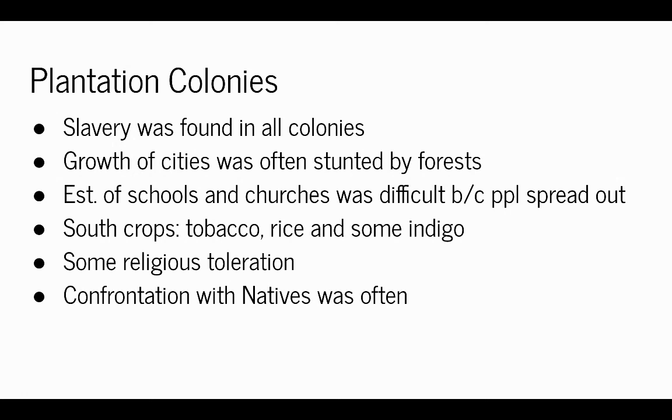The establishment of schools and churches proved to be difficult because more people were spread out, especially on the plantation system. And so it's not like you had your town, you didn't have the pop-up towns that all had their single church, their single school, that type of thing. I lay that foundation because you'll see the contrast between the South with churches and schools versus what goes on in the northern colonies, okay? Keep in mind just the southern crops, tobacco, rice, indigo, some religious toleration depending on who you were and where you lived, and then confrontation with the Native Americans was often.